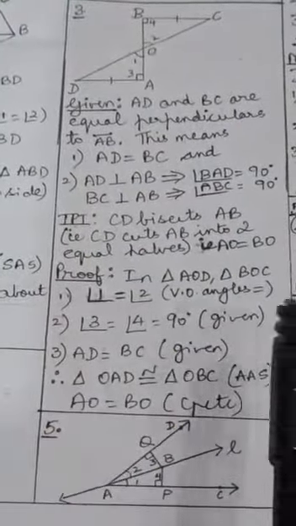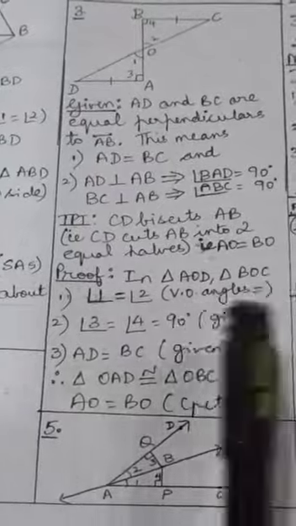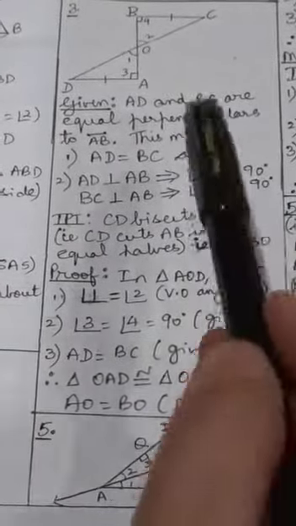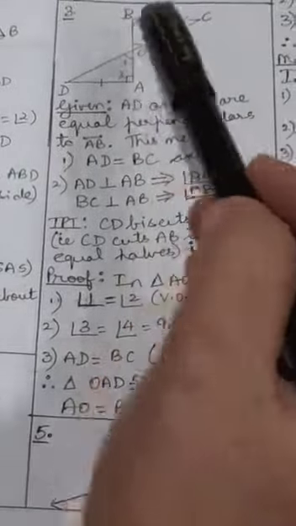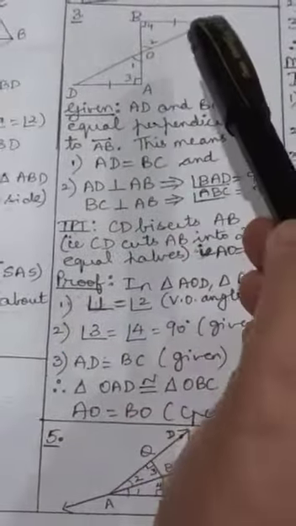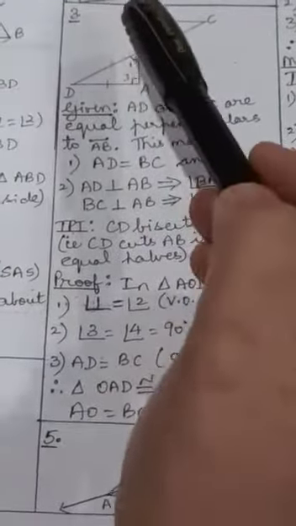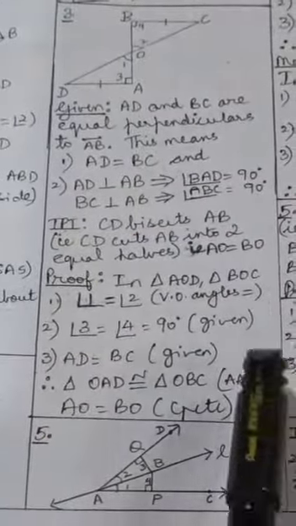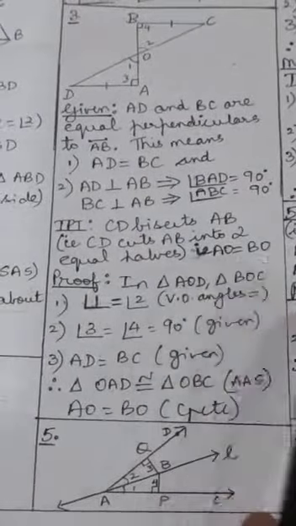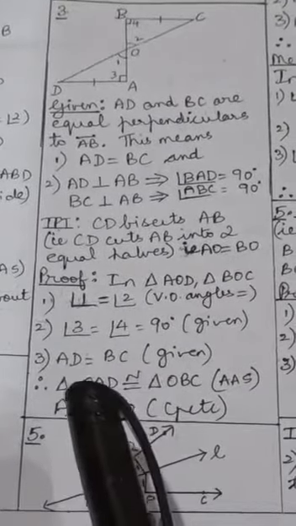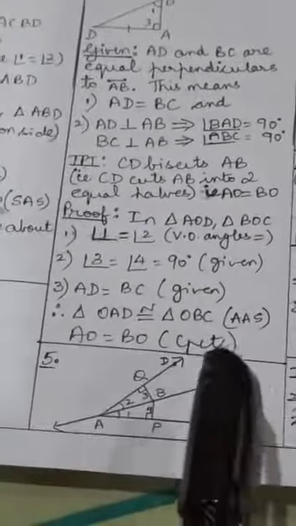So which one is bisected? AB is bisected, meaning AB is cut into two equal pieces. So we need to prove that AO is equal to BO. CD bisects AB. So the line segment CD cuts AB into two equal pieces. Which means we'll have to prove that OA is equal to OB. Alright, we need to prove that OA is equal to OB or AO is equal to BO. Both mean the same. Alright, let's see the proof.